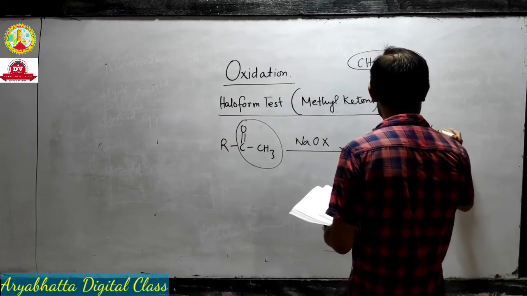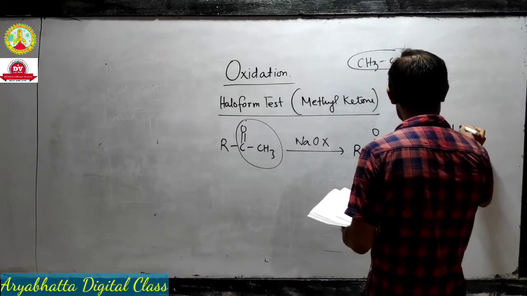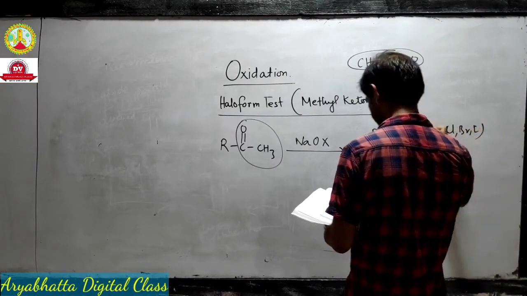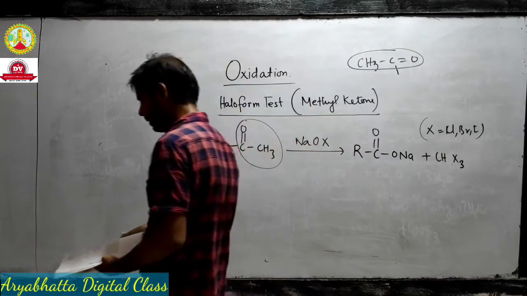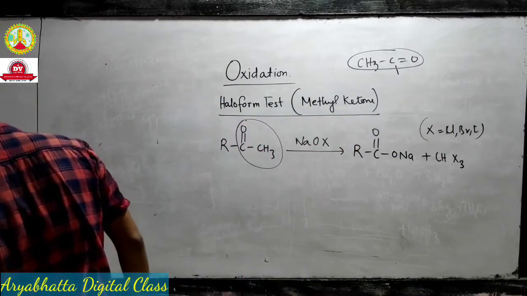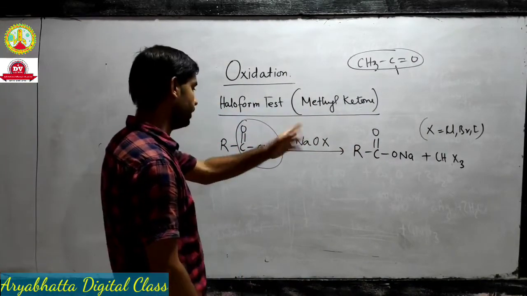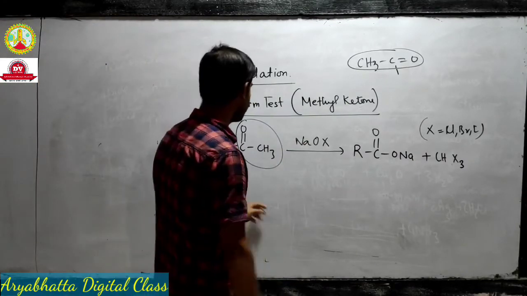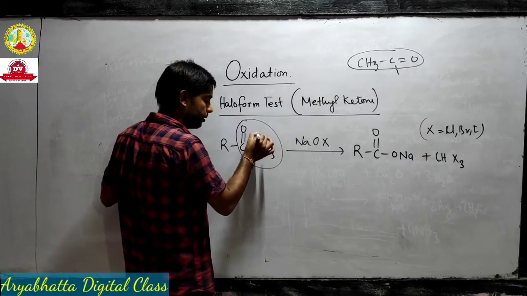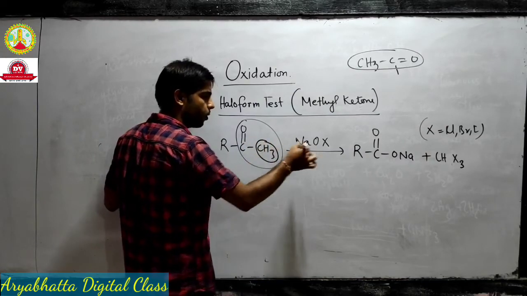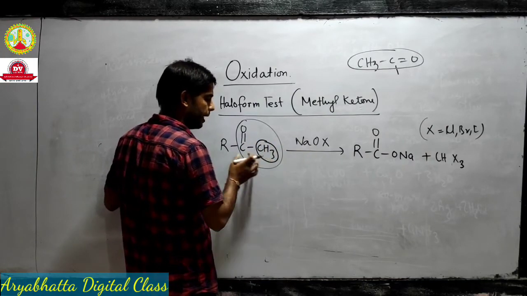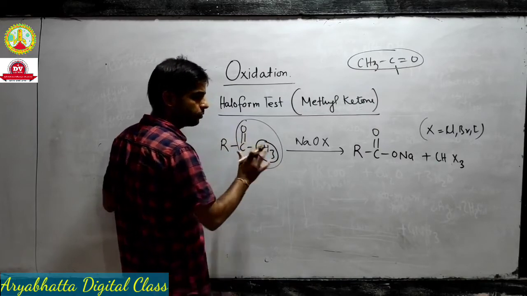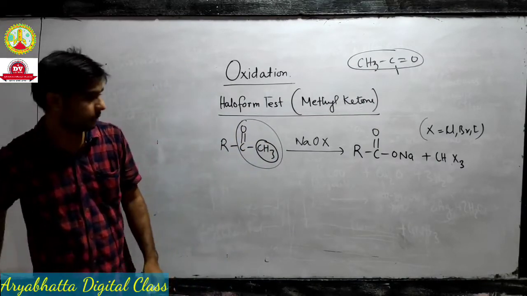X can be chlorine, bromine and iodine. So this is our reaction. That means this part will form a haloform and this part will be oxidized to a sodium salt.